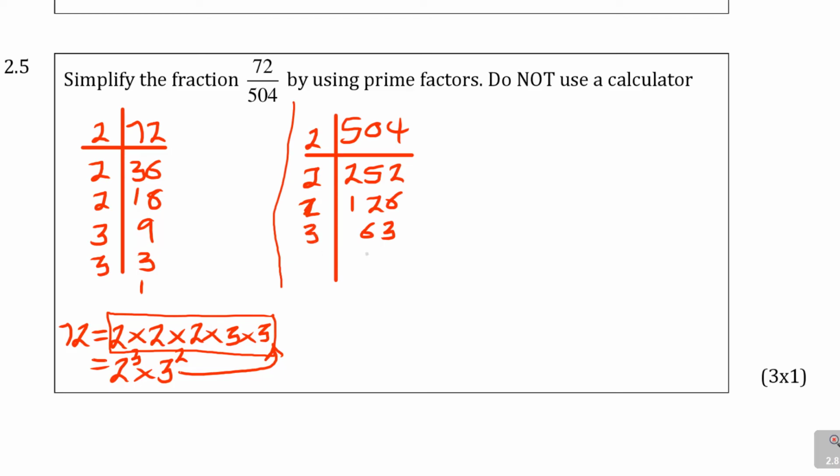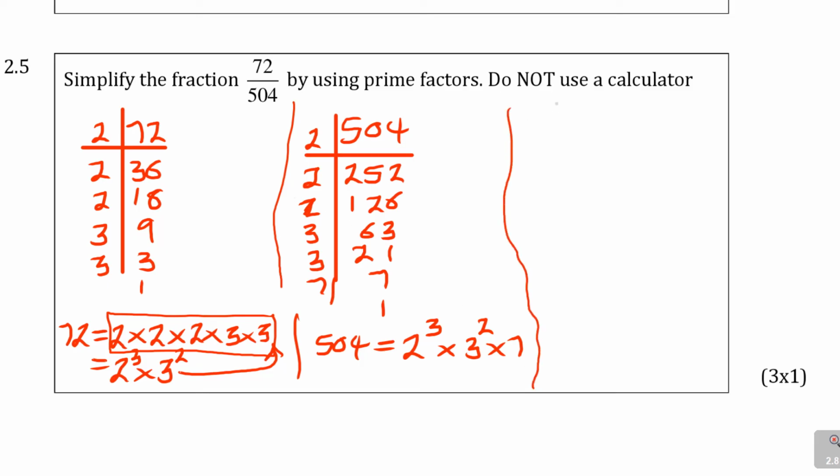3 into that, I get 21, and then 3 into 21, I get 7 here, and 7, I get 1. You just have to know your multiplication tables. So what we have here, it means 504 is equal to 2 to the power of 3 times 3 to the power of 2 times 7. See that? Now, this is where you write the final answer.